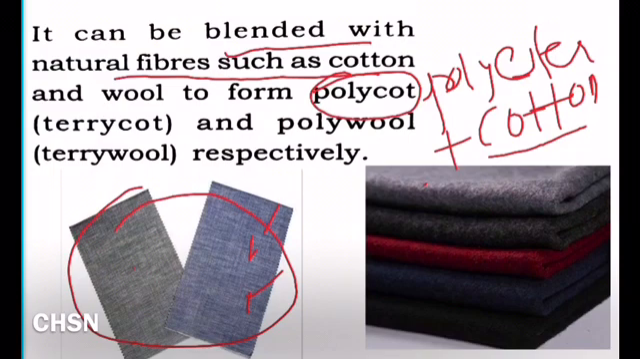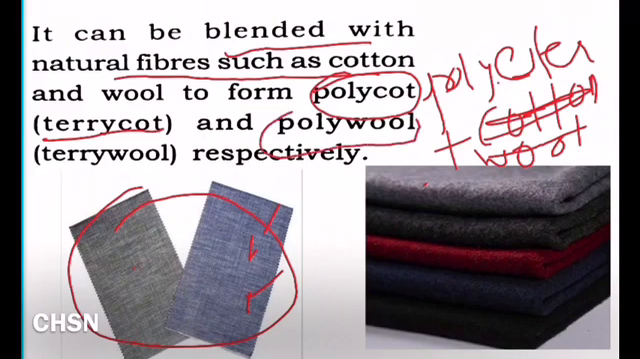An example of polycot is terrycot. So what will be terrycot? In terrycot, which will be the polyester? Polyester will be terylene. Whenever terylene polyester is blended with cotton, the polycot is called terrycot. Then instead of cotton, there can be wool also. Wool is also another natural fiber. So when you combine polyester and wool, you will get a new form of fiber that is called polywool.